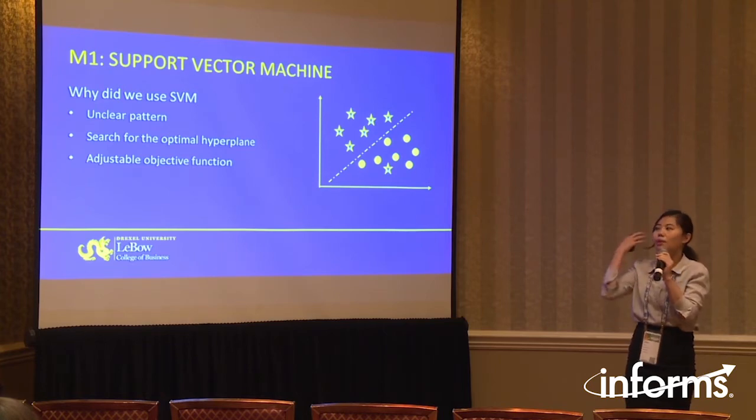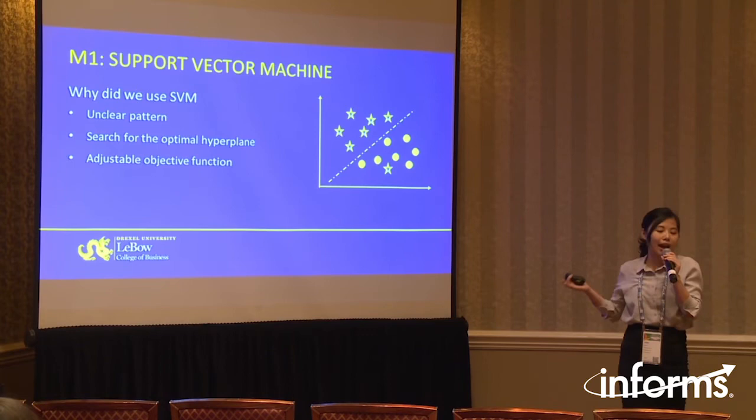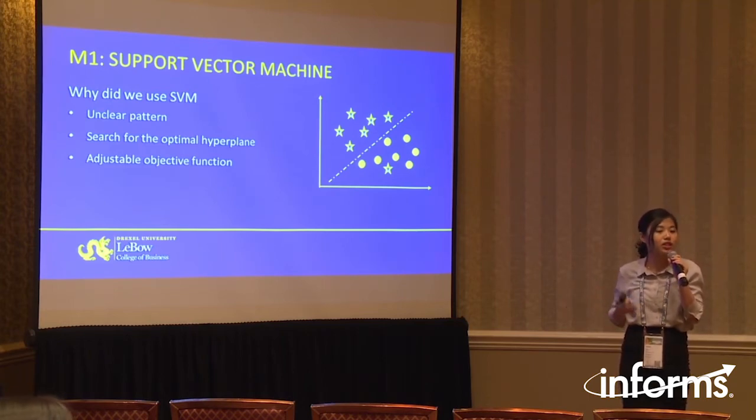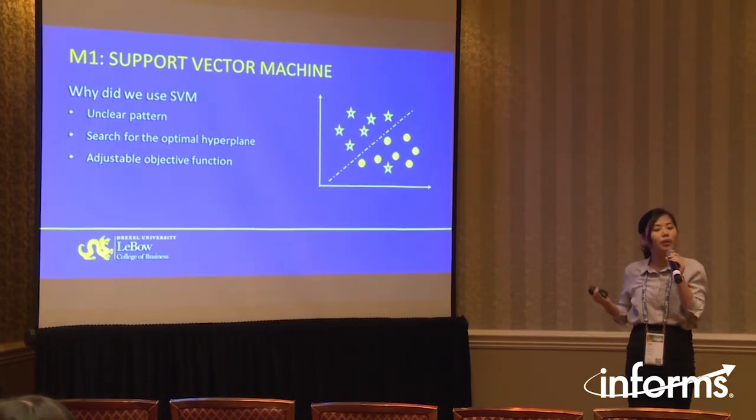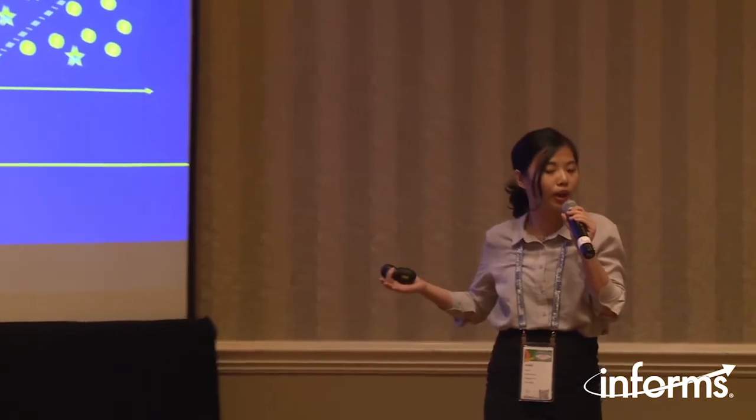Another reason, remember we talked about it in the data challenge part, is that we didn't see any clear patterns within the features. So we use SVM because it's really flexible. We can change the objective function by introducing some penalty function, or we can change the constraint into linear if we find more information to support these nonlinear patterns.